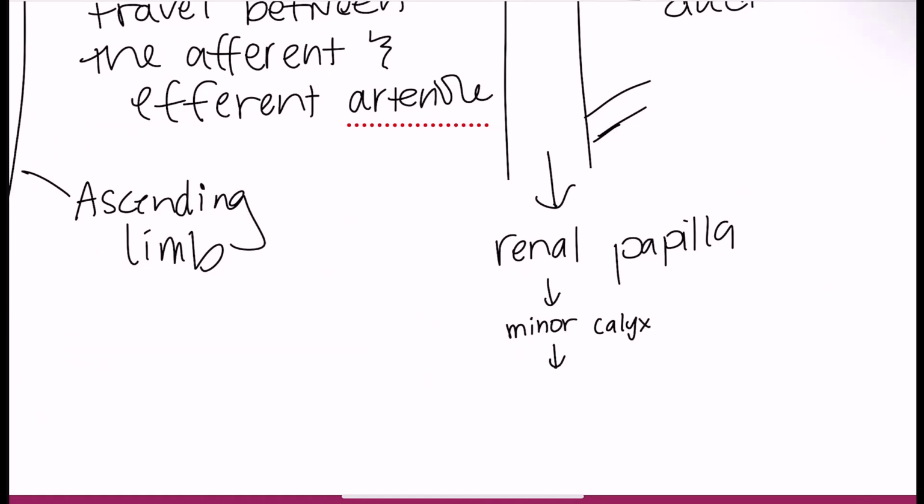That will drain into the major calyx. That will drain into the renal pelvis. Then we'll leave the kidney into the ureter. And then from the ureter, we drain into the bladder, and from the bladder out the urethra.